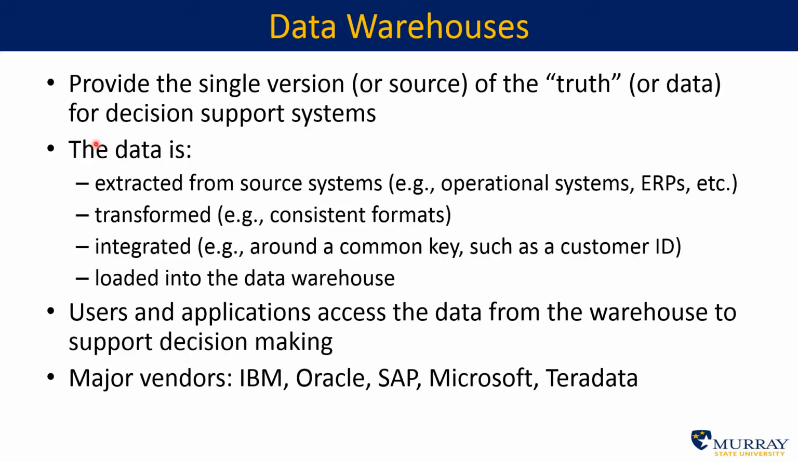Now, as a part of a data warehousing initiative, data is extracted from source systems, let's say, various organizational systems, ERPs. Then it's transformed into a clean, consistent format. Then it's integrated, let's say, using a common key with other sources so that you have information about customers coming from different systems, different sources, and then loaded into the data warehouse. Then users and applications can access the data from the warehouse. Some major vendors that offer data warehouse solutions include IBM, Oracle, SAP, Microsoft, and Teradata. Now, Teradata is an emerging company that is gaining a lot of reputation in this whole area of big data.